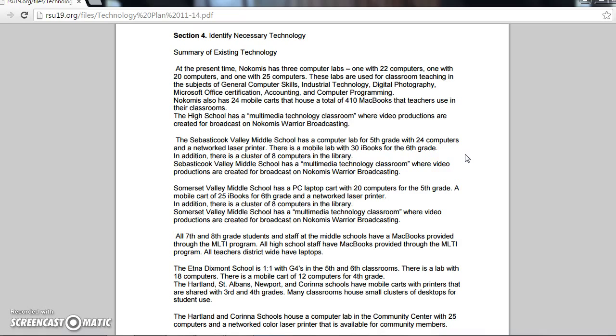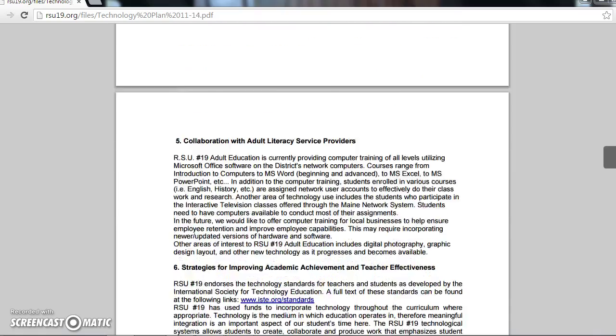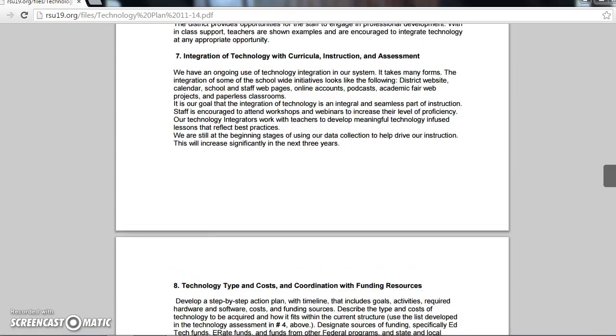When our technology coordinator left, when our computer teacher left, and he's now the district technology coordinator, that's when we lost the morning broadcast program, which was a detriment to our school, definitely. One important portion of this plan is Section 7. The integration of technology with curricula, instruction, and assessment.